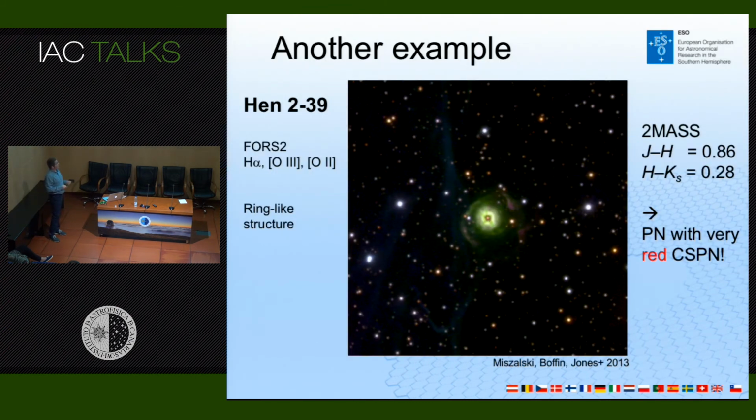This is another example, N239, which has a very nice ring-like shape, but again, as you can see, the central star there is very red. So again, it cannot be the white dwarf which is ionizing the nebula. So most likely this is a binary system as well.